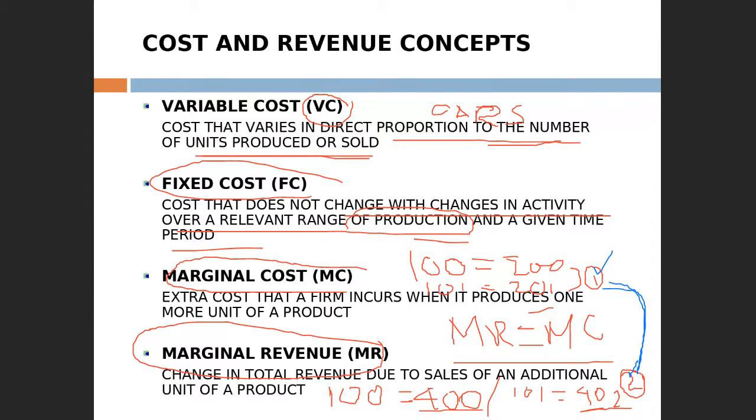2 minus 1 is 1. I'm adding $1 to profit. Yes, sir. So basically, the story is very simple. You keep on producing and you keep on selling till you are adding even one single penny to your profit. And profit is maximized when you're not adding anything else. And beyond that, you might be eating away from your profit. So you stop production there and stop selling there. Questions?